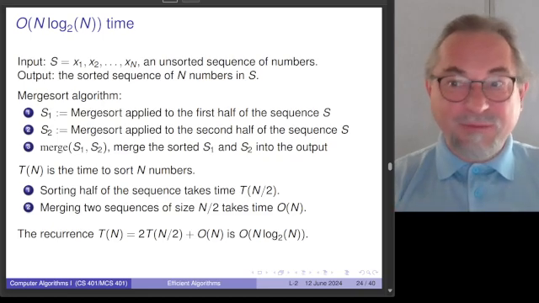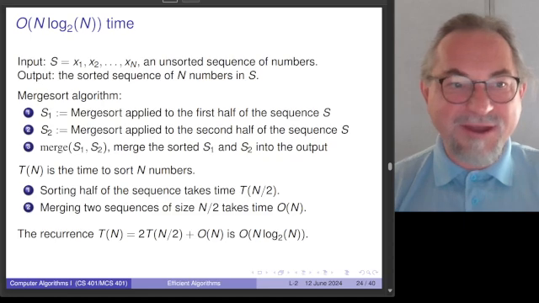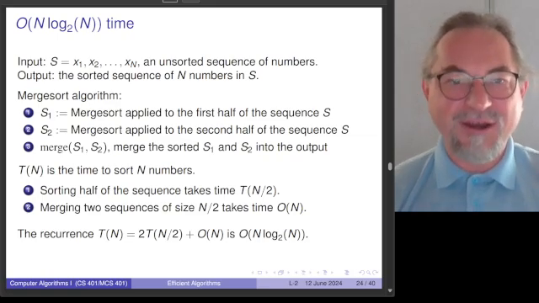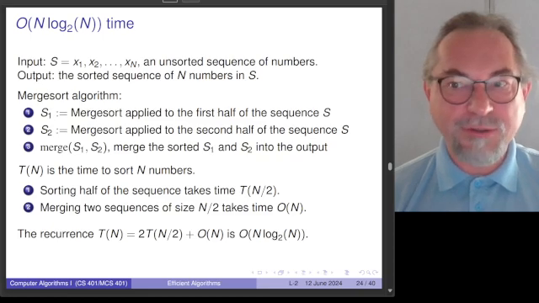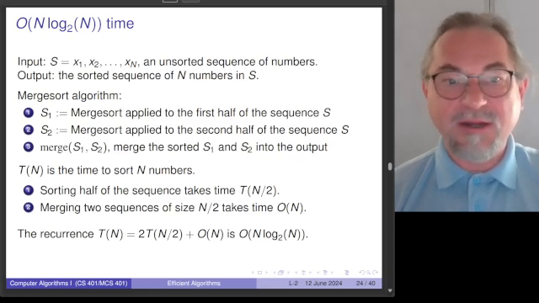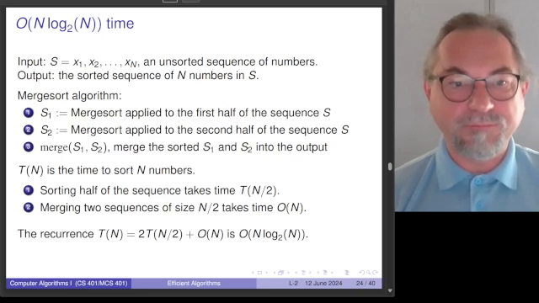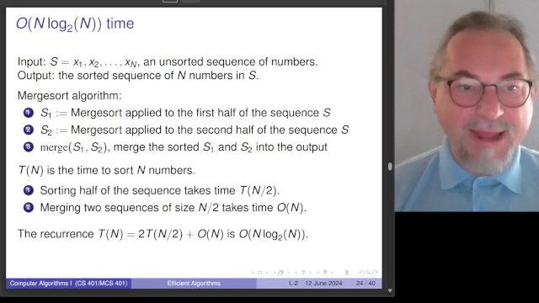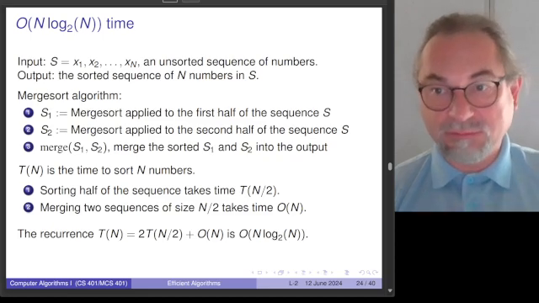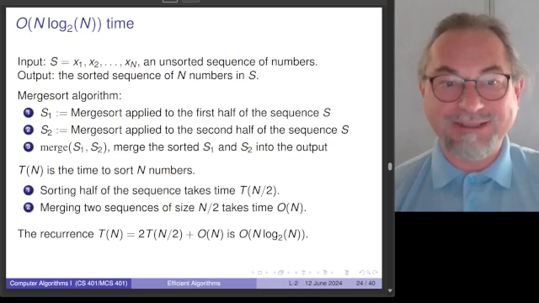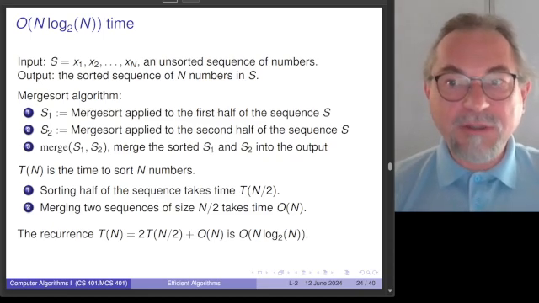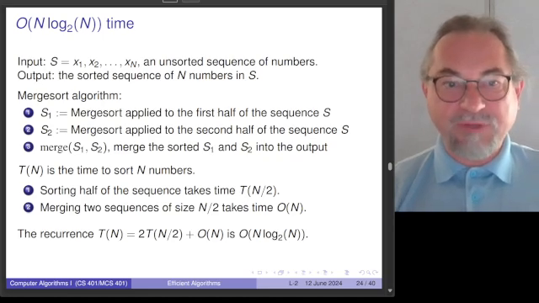Sorting said, well, we don't actually know what the time is. We have the capital T. That is the function that indicates the time it takes to sort n numbers. So sorting half of the numbers takes T evaluated at n over 2. So we can say that for any size, the time it takes to sort is twice the time it takes to sort a sequence half of the size, plus the cost for the merge. So that is the recurrence that we have derived here.